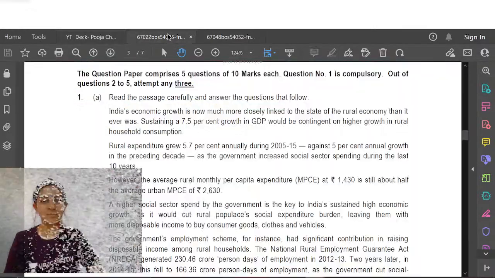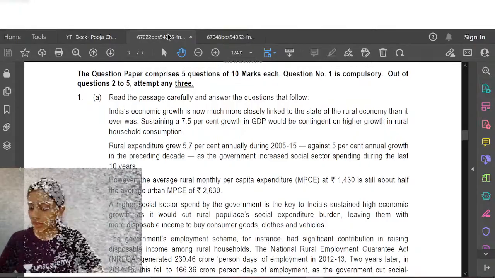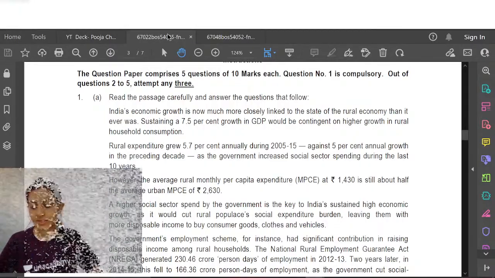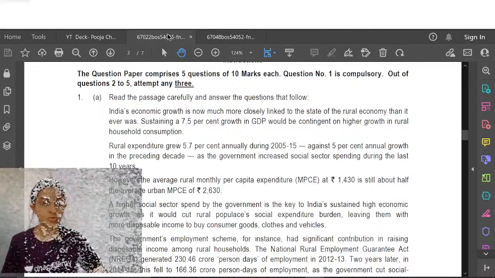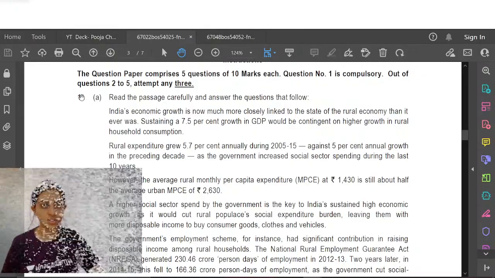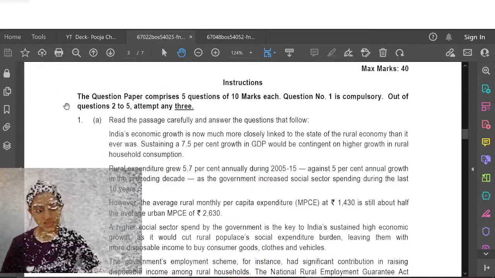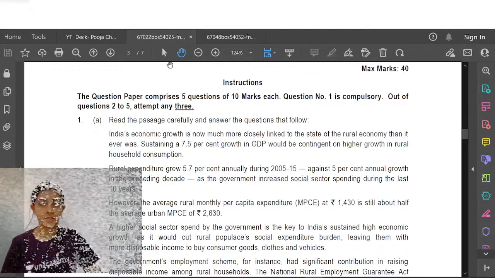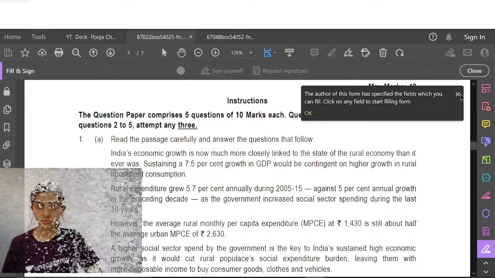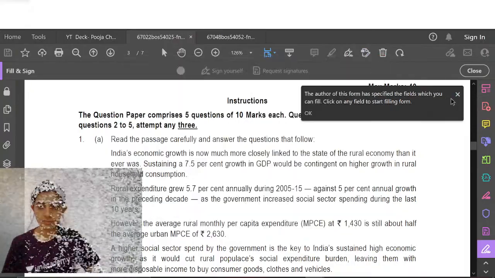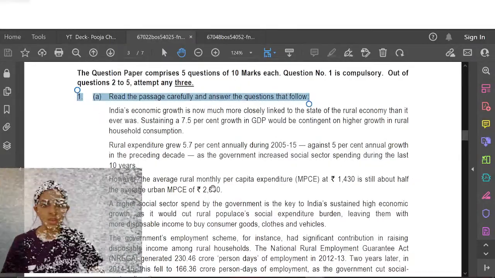So let's start with our mock test paper discussion. You can easily find this on your ICAI site. I have always told you guys that whenever we need to do reading comprehension, this is going to be our reading comprehension, question number 1. It is actually question number 7 in the mock test series. They write question number 1, but it is called question number 7. So that's your question number 1, which is reading comprehension.